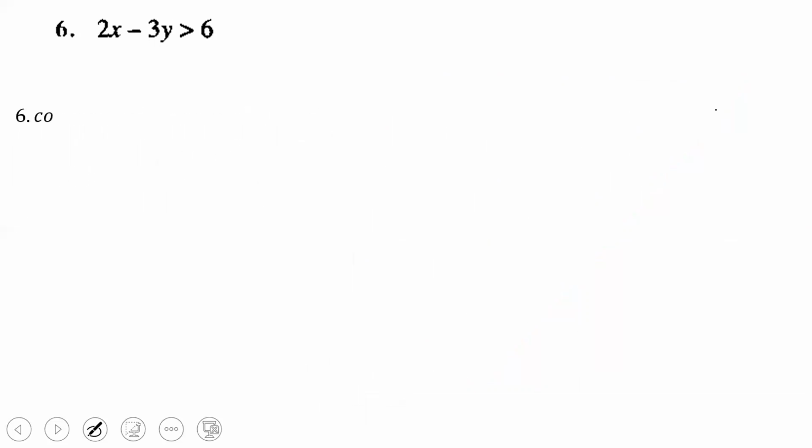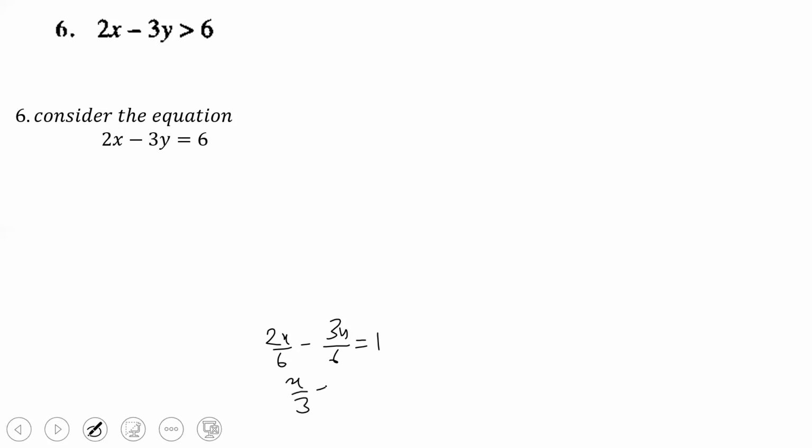So first of all, take the equation. Consider this equation 2x minus 3y equals 6. Now look here. If we convert this equation into the intercept form, you will find 2x by 6 minus 3y by 6 equals 1. So x by 3 minus y by 2 equals 1, or you can say x by 3 plus y by minus 2 equals 1.